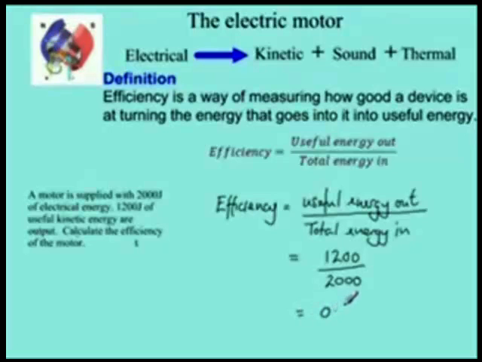So 0.6 is a value that describes how good the motor is at changing electrical energy into kinetic energy. And it says that more than half of the electrical energy that went in came out as kinetic energy.